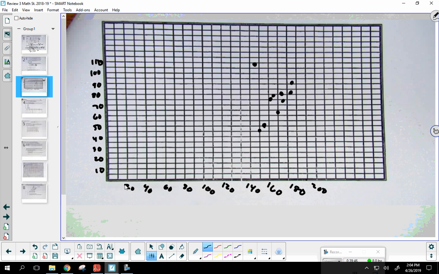All right. So what do we think of the scatter plot? Beautiful. Thank you. It's on point. Okay. All right. Yes, thank you.